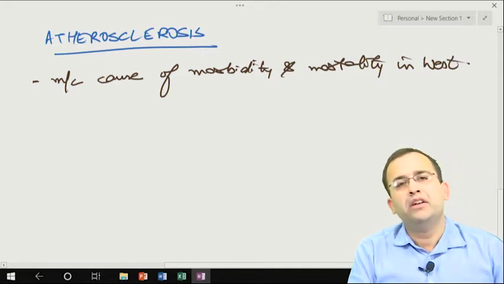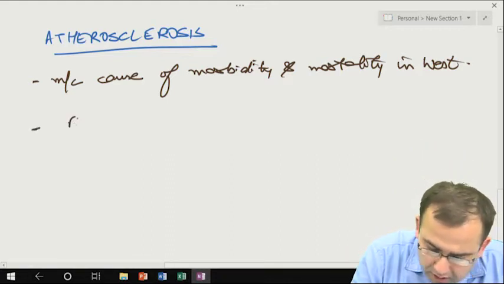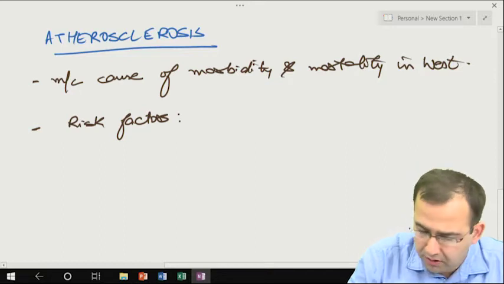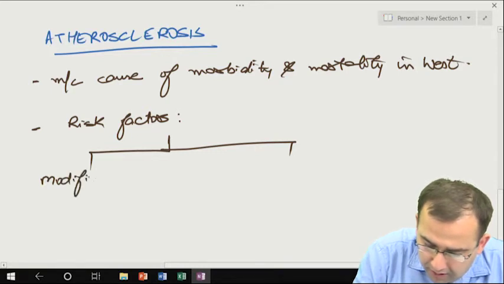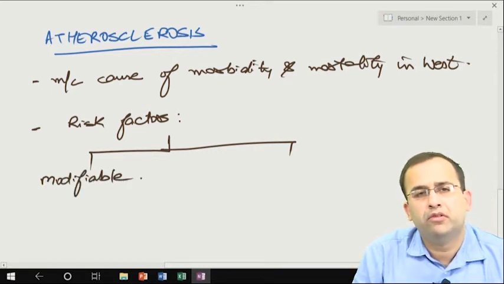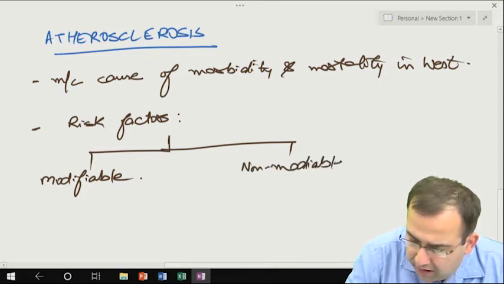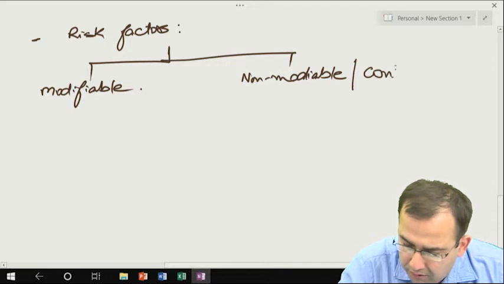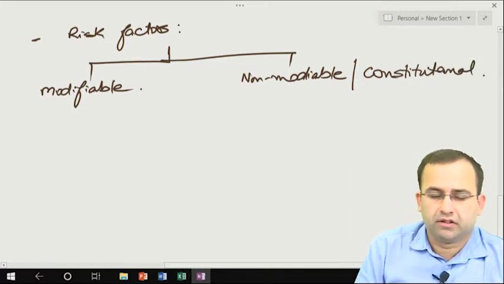Next, I can divide the risk factors for development of atherosclerosis into modifiable and non-modifiable. Non-modifiable, that is, we cannot alter them. These are the constitutional risk factors.